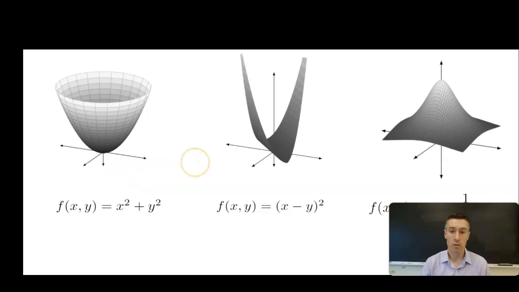But here, just to look through 3 of them, f of x y equals x squared plus y squared. So this is an elliptic paraboloid. This is the function that we studied on the first slide of the video. So we can see that the range is in fact 0 to infinity, including 0.